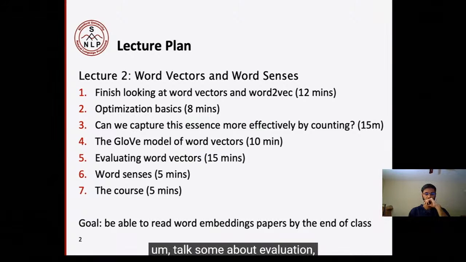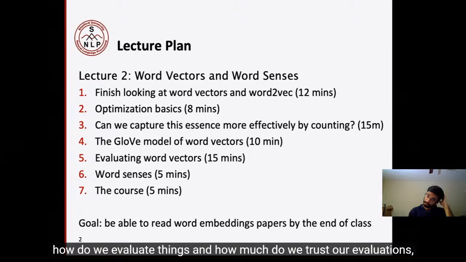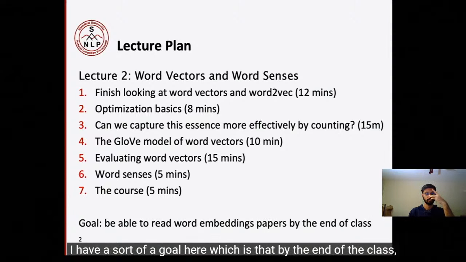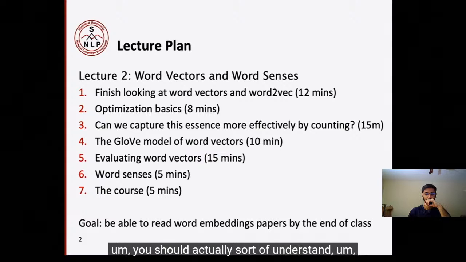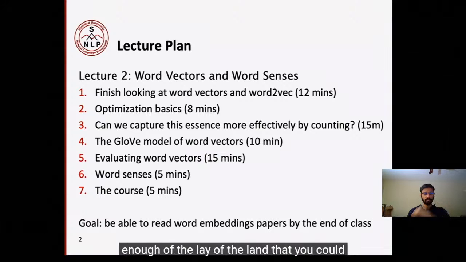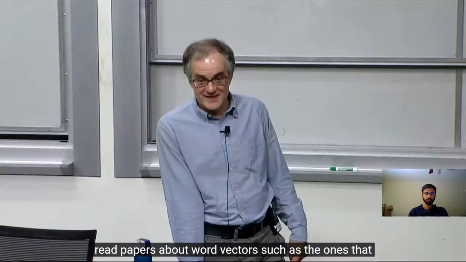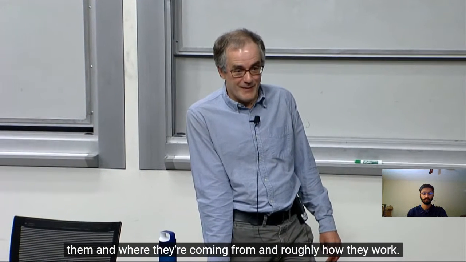Talk some about evaluation, really a quite dominant theme in a lot of what we do in natural language processing: how do we evaluate things and how much do we trust our evaluations, and then say a little bit about word senses. I have a goal here, which is that by the end of the class, you should understand enough of the lay of the land that you could read papers about word vectors, such as the ones in the syllabus, and actually understand them and where they're coming from and roughly how they work.